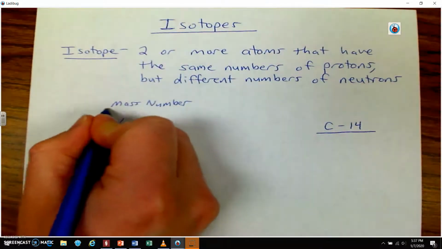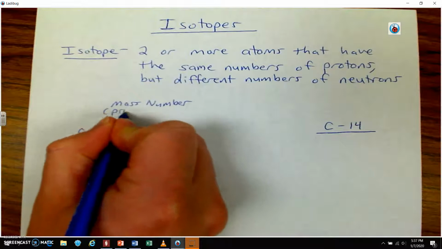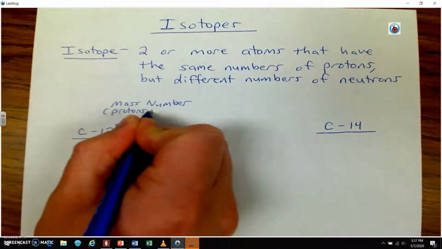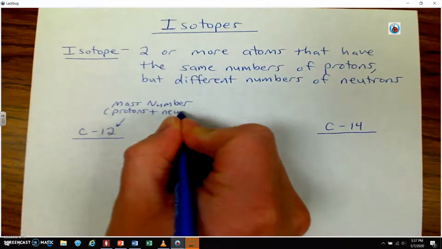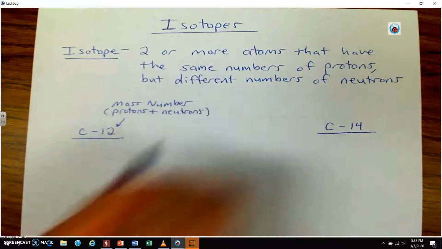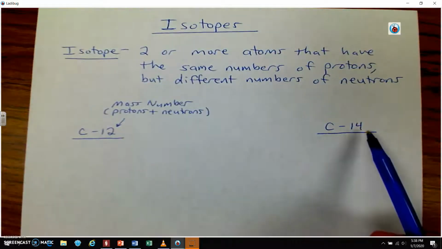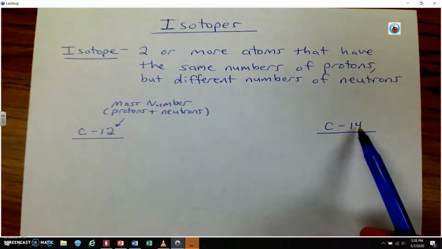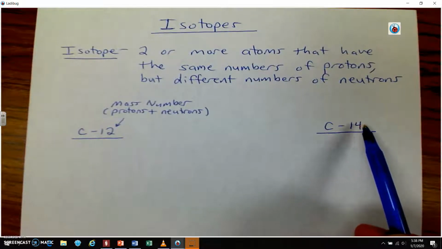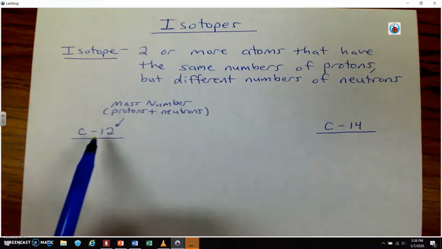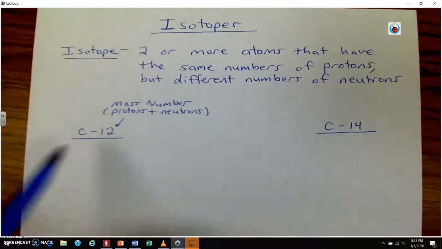And then in parentheses, protons plus neutrons. And then the same thing applies to this 14. The mass number of this one is 14, which means that its protons plus neutrons is 14, while this one on the left is 12.